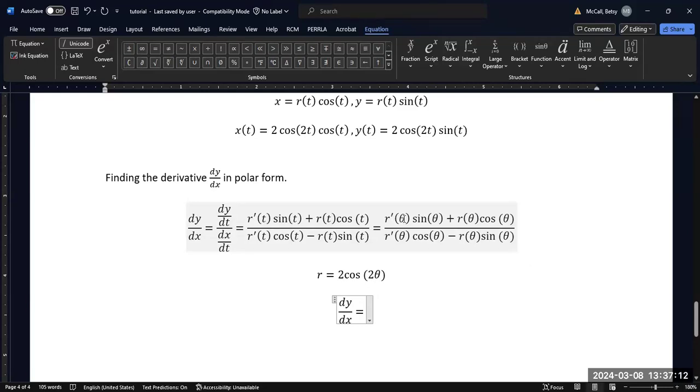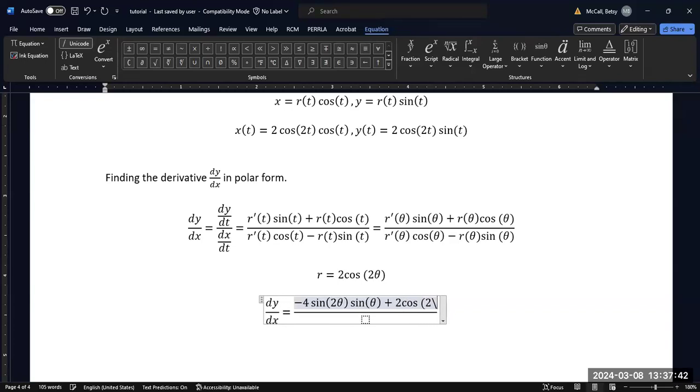Now, again, if we apply this dy dx formula, by this prime, we mean the derivative with respect to theta, the only variable in the equation. So in this case, in our numerator, the derivative of this with respect to theta, we're going to get another 2 come out, and it'll turn negative: negative 4 sine of 2 theta. Cosine becomes negative sine, and then times sine theta plus the original 2 cosine 2 theta times cosine theta.